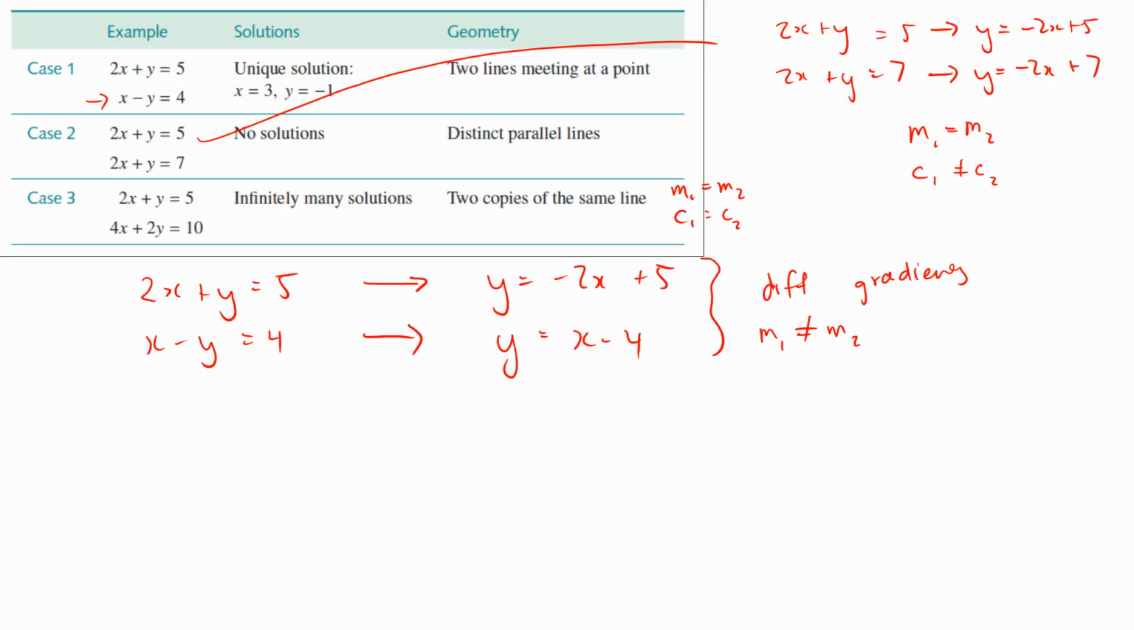Okay, that's the gist of what you're really doing. So in the first part of the exercise, you're really just determining, do you have a unique solution, infinitely many, or no solutions? The only way to do that is if you check out the straight lines. Okay?